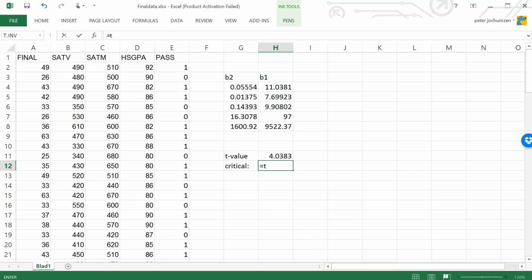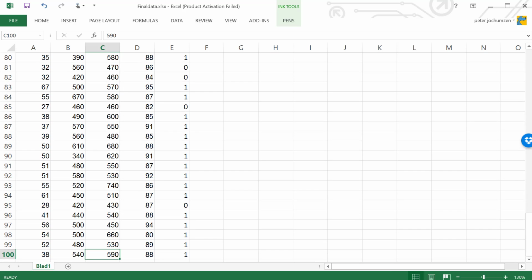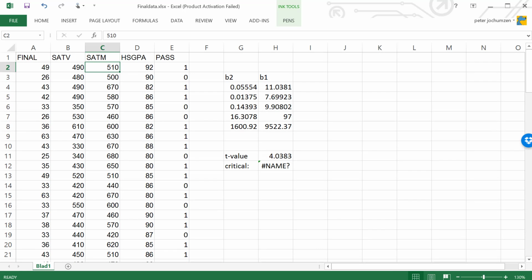I need to find the number of observations first, so that would be 99. Let's go back. T dot inv dot two tails, 5%, and 99 minus 2 is 97. So the critical value will be this, very close to the one that we get from the normal distribution, which is 1.96. And you can clearly see that since this is greater than that, we should reject the null hypothesis that beta 2 is 0.